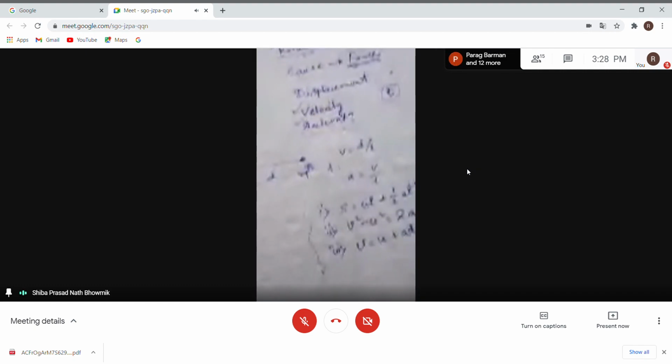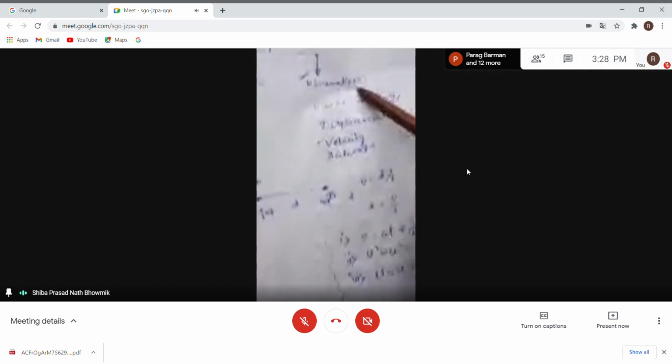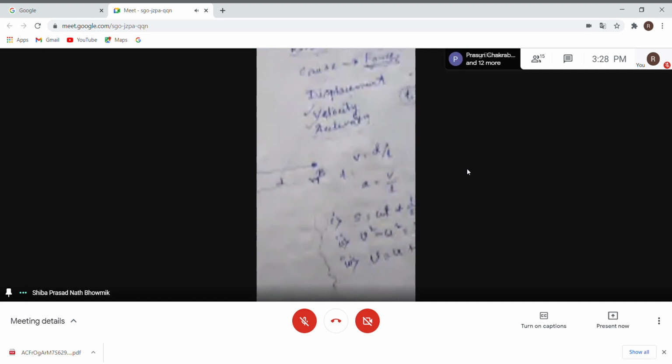...without dealing with this force, which is nothing but the cause of the motion, that study is called kinematics.